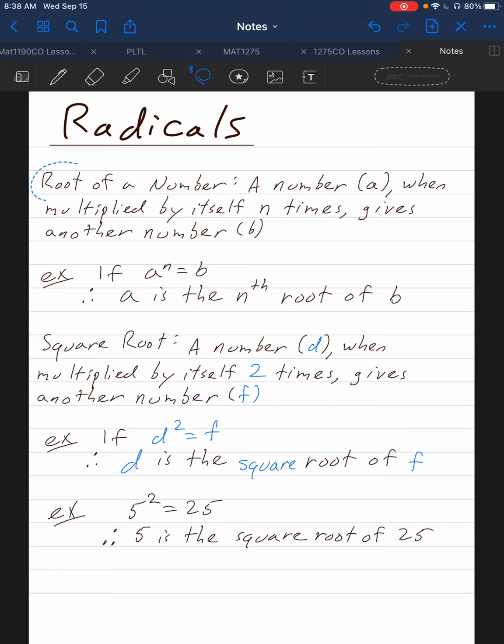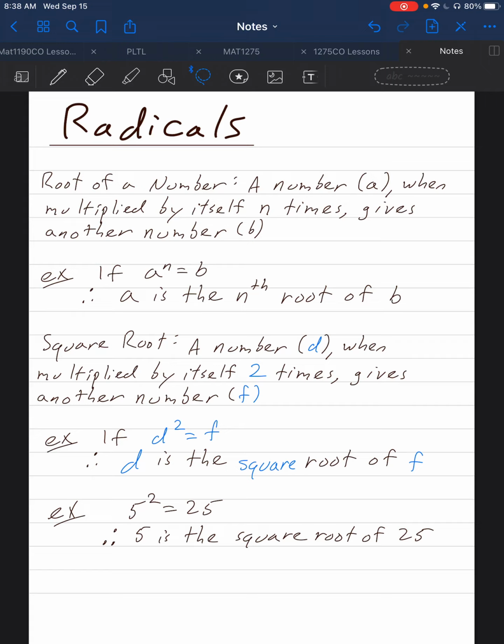One is the root of a number. The root of a number is when a number, I call a, is multiplied by itself a certain number of times, n, that gives another number, right? So in this case, a to the nth power is equal to b. That means that a is called the nth root of b because a to the nth power is equal to b.